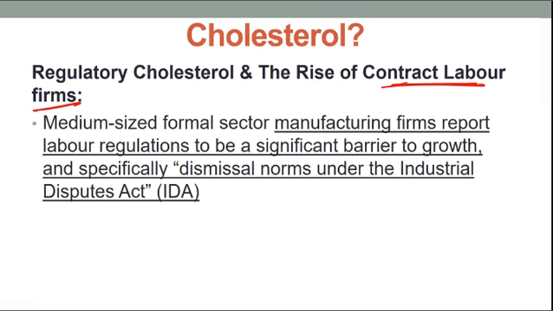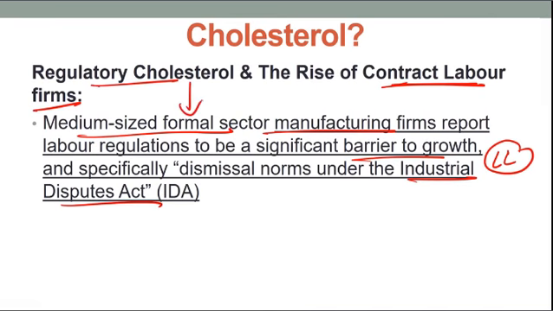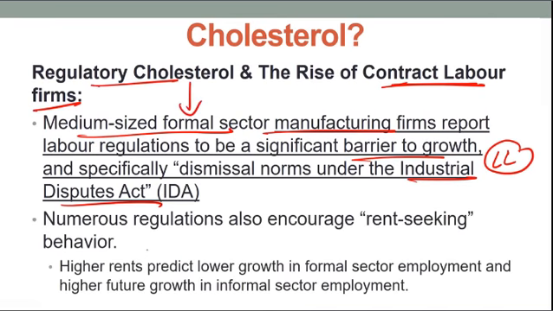Now, most formal sector manufacturing firms say that very bad norms are a barrier to growth. Our very bad labor laws, especially the Industrial Disputes Act, which links to unions, etc. These are reasons why growth is not happening. Regulatory cholesterol is stopping growth. And there are also regulations which encourage rent-seeking behavior. What is the meaning of rent-seeking behavior? Again, it is a basic concept in economics. It means you're trying to make money not by productive activity, but by controlling certain aspects of the economy.